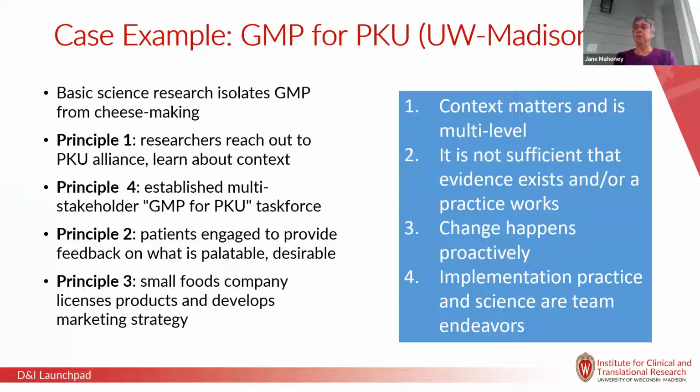There is a need to have a very strict diet to prevent buildup of ketones, which is the cause of phenylketonuria in those who cannot digest certain proteins. So basic science research at UW-Madison isolated GMP from cheese making as part of the whey, W-H-E-Y. And first researchers reached out to PKU Alliance, which was based out of the Weissman Center in Madison, to learn about the context. Could this be important, this GMP, for preventing the damage that occurs from phenylketonuria?